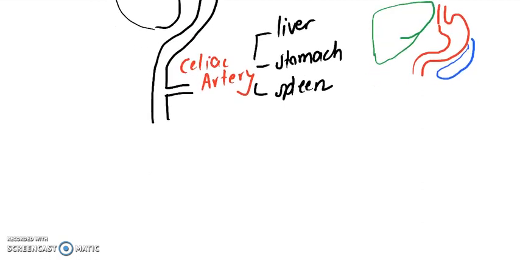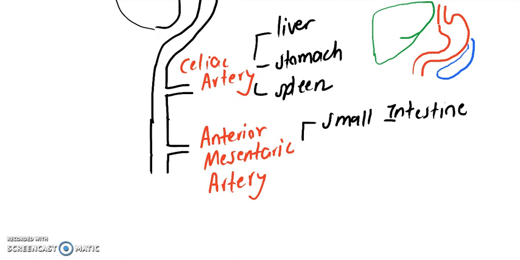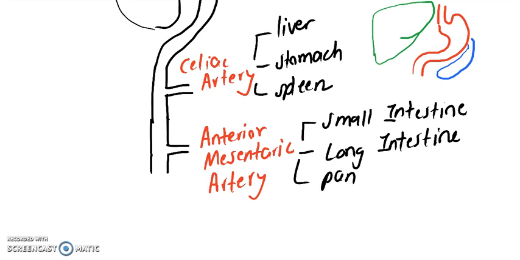Okay, the next stop we're going to take down the aorta. Next stop has a bit of a long name. This is the anterior mesenteric artery. This is going to bring blood to your small intestine, a very long structure. It's going to bring blood to your large intestine. It's also going to bring blood to your pancreas.